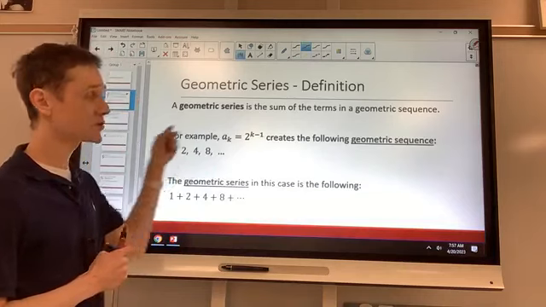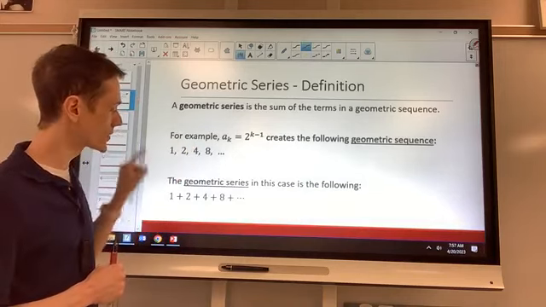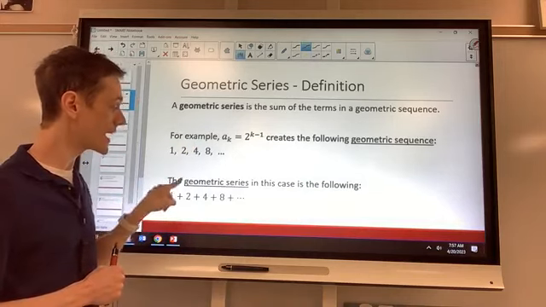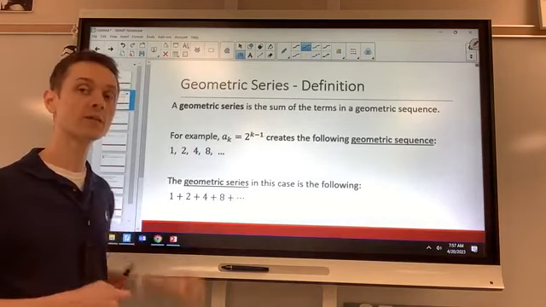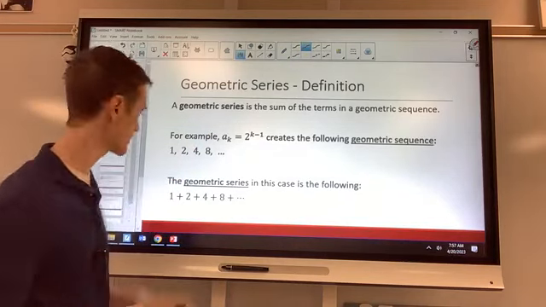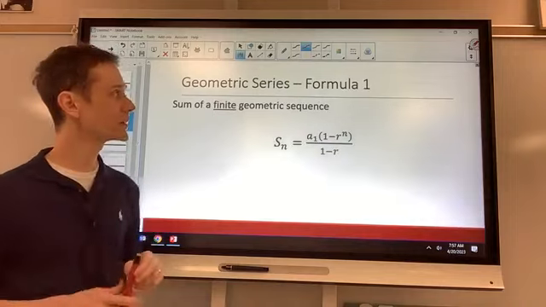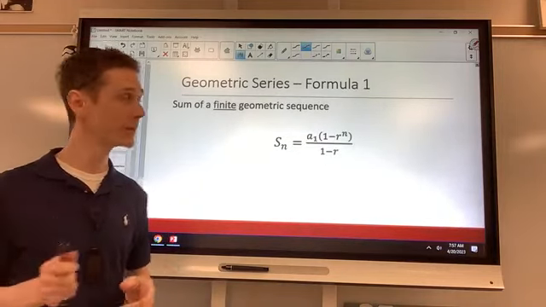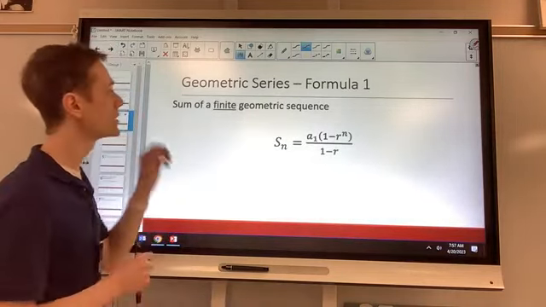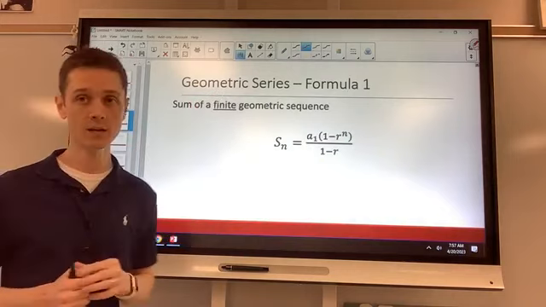Now, that's what creates the geometric sequence, but what we're going to focus on in this video is what happens if we need to add those terms together. That's what we call a geometric series. So here is our formula for the geometric series. Now, I will mention that there are actually going to be 2 formulas in this video. This first one is going to be when you have a finite number of terms.